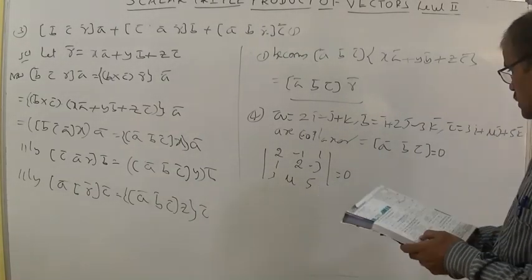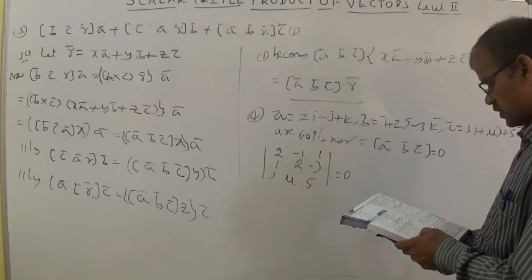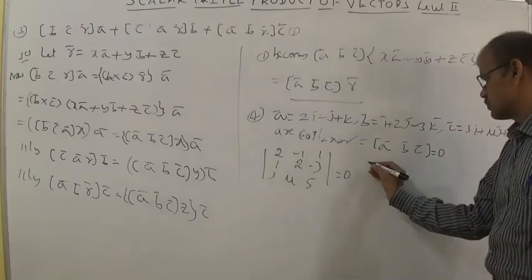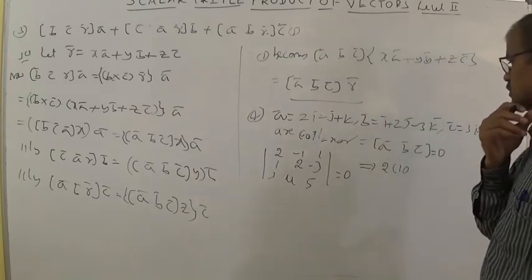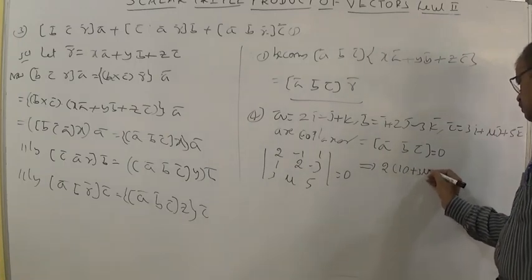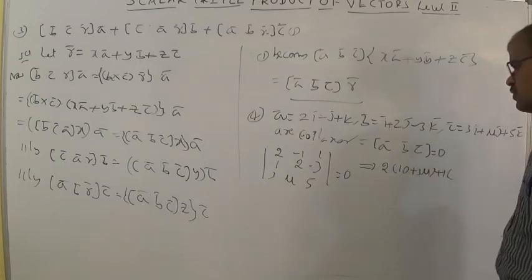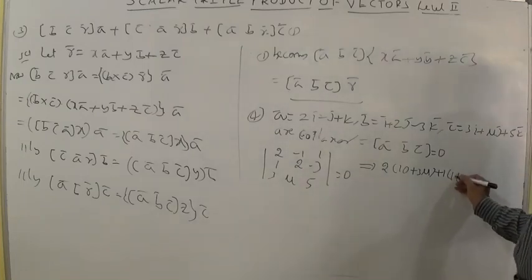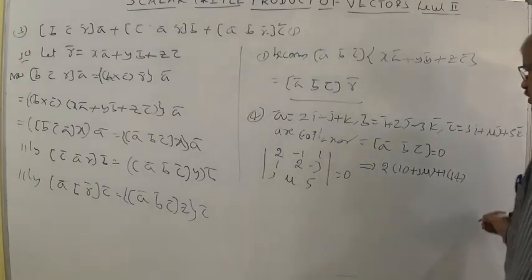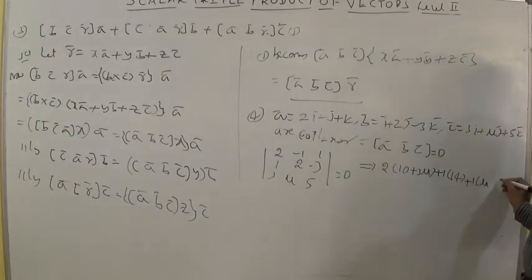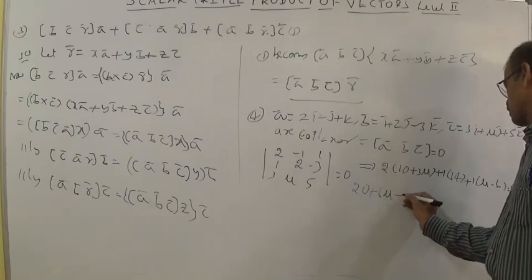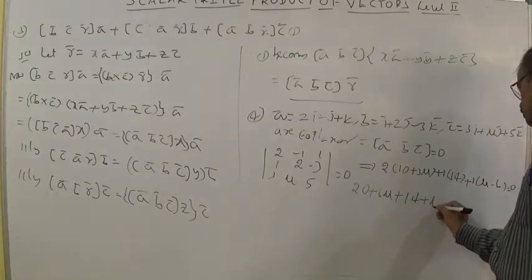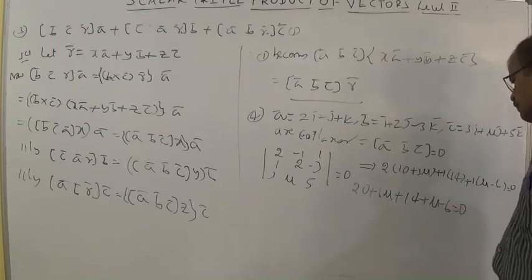The vectors once again will say 2 minus 1 1, 1 2 minus 3, 3 mu 5, equal to 0. That implies calculating the determinant. We get 2 into 10 plus 3 mu, plus 1 into 5 plus 9 becomes 14, 5 plus 1 into mu minus 6, plus 1 into mu minus 6, equal to 0. We can write here 2 tens are 20, 20 plus 6 mu plus 14 plus mu minus 6 equal to 0.